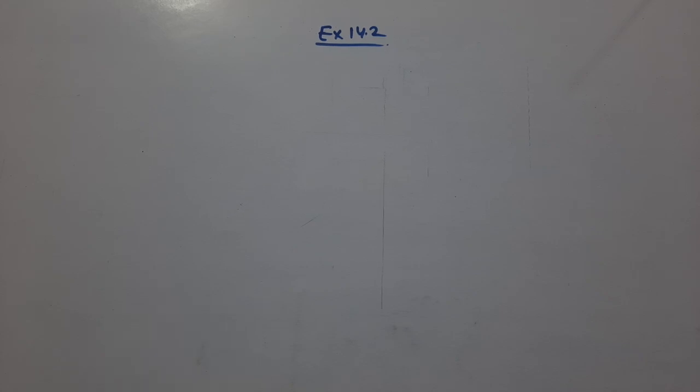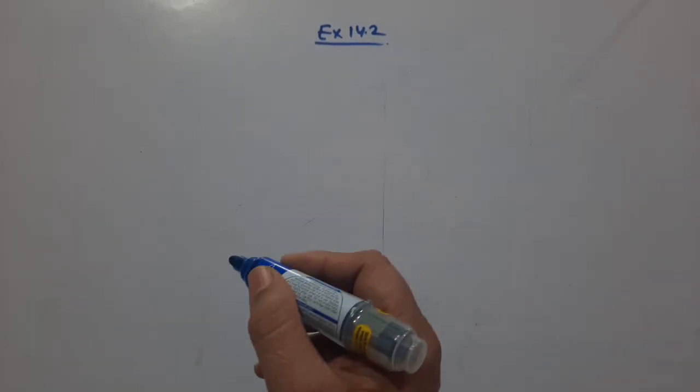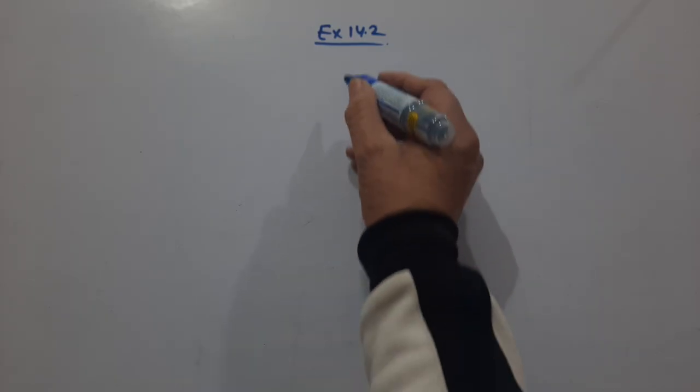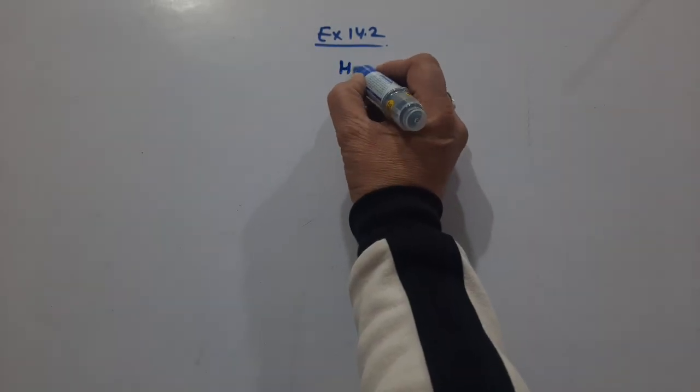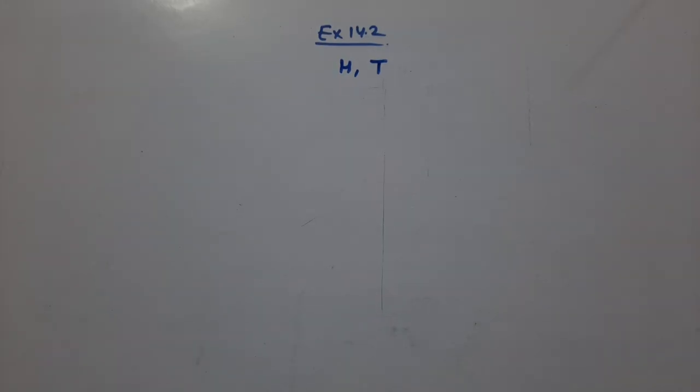Now students, let us start with the second exercise of the probability, exercise 14.2. The question is, a coin is tossed once. Then if it turns up a head, a die is thrown once. And if it turns up a tail, it is tossed twice more. So first of all, let us see, a coin is tossed once means we get head or tail.